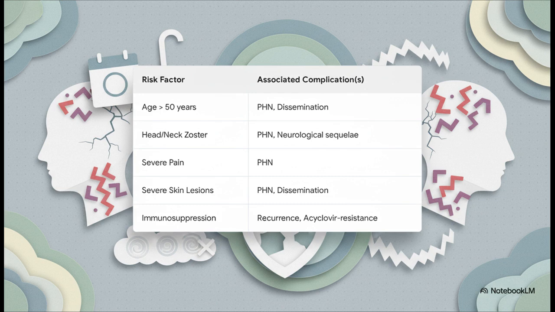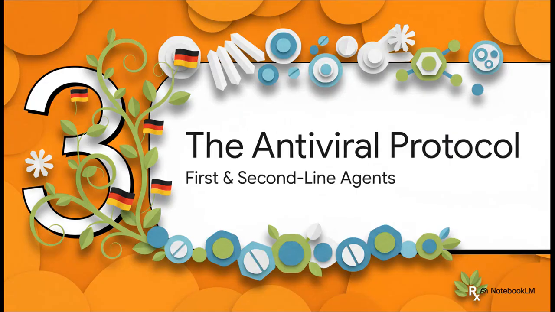Having severe pain right at the beginning, that's another strong predictor of PHN. Same goes for a really severe rash. And of course, anyone who is immunosuppressed is at risk for everything: recurrence, dissemination, and even antiviral resistance. All right, so once you've nailed the diagnosis and you know the risks, what's next?